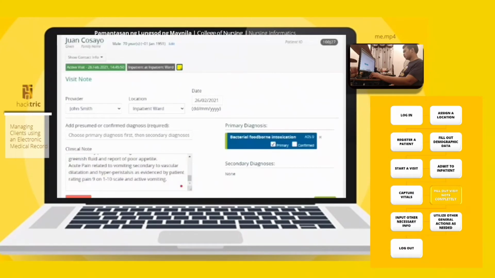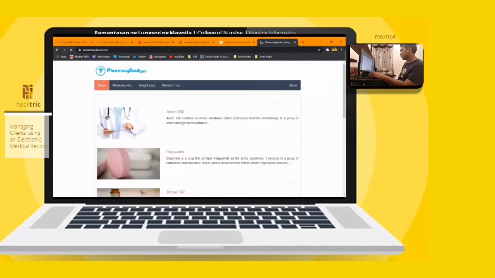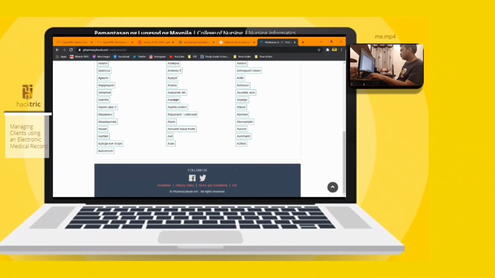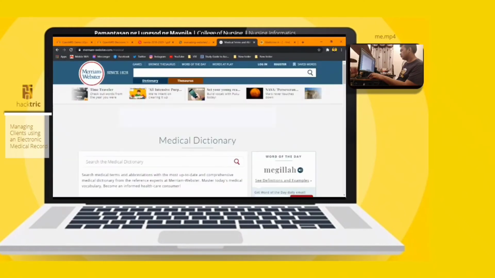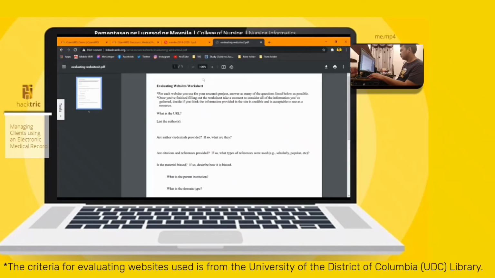Now we can formulate the interventions and expected outcomes. For these, we can of course utilize the internet to search for some information, may it be a medical dictionary, pharmacy information, or just a simple inquiry. However, we still need to validate if those information we retrieved are reliable. Here is the criteria I use to evaluate websites.